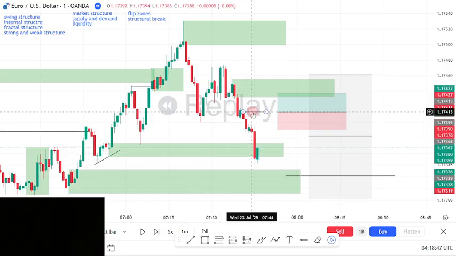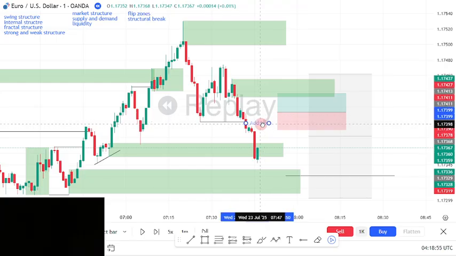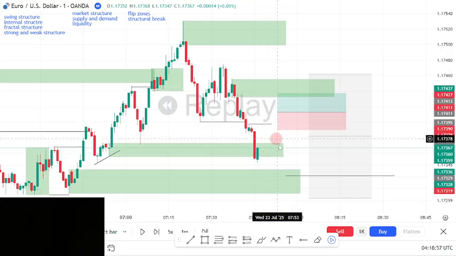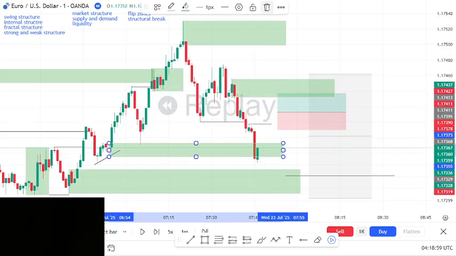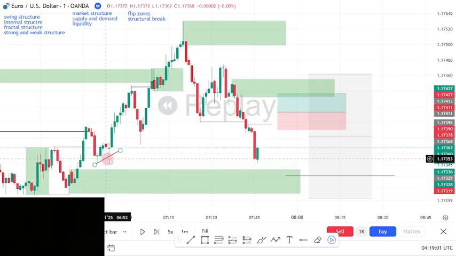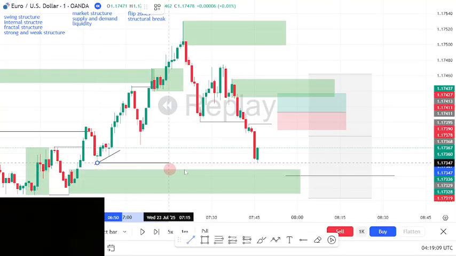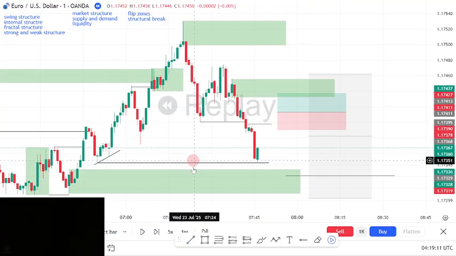Okay, so we've broken all of these candles. Okay, so we have this fractal. So great, this sell side is holding. You can see now liquidity is being used. If I extend this, let's see how price will react from this zone.